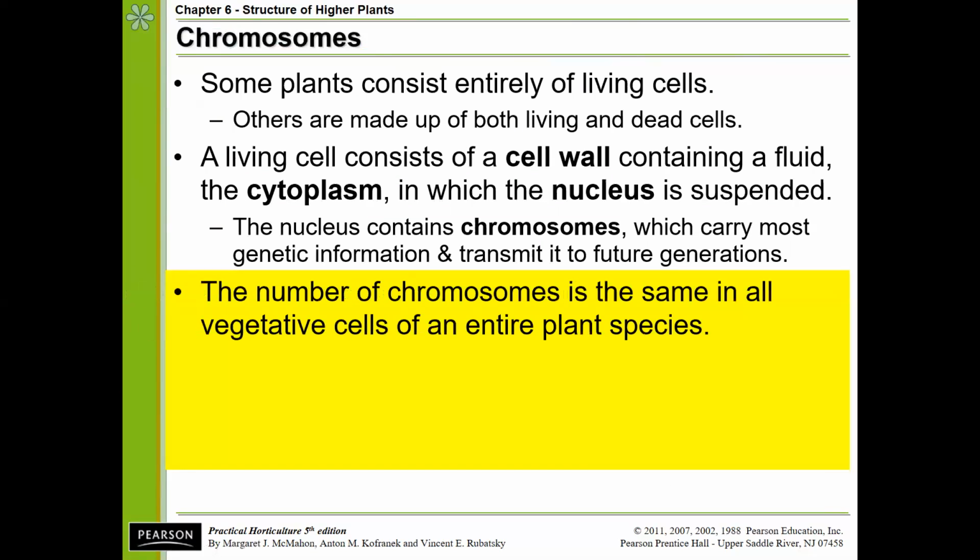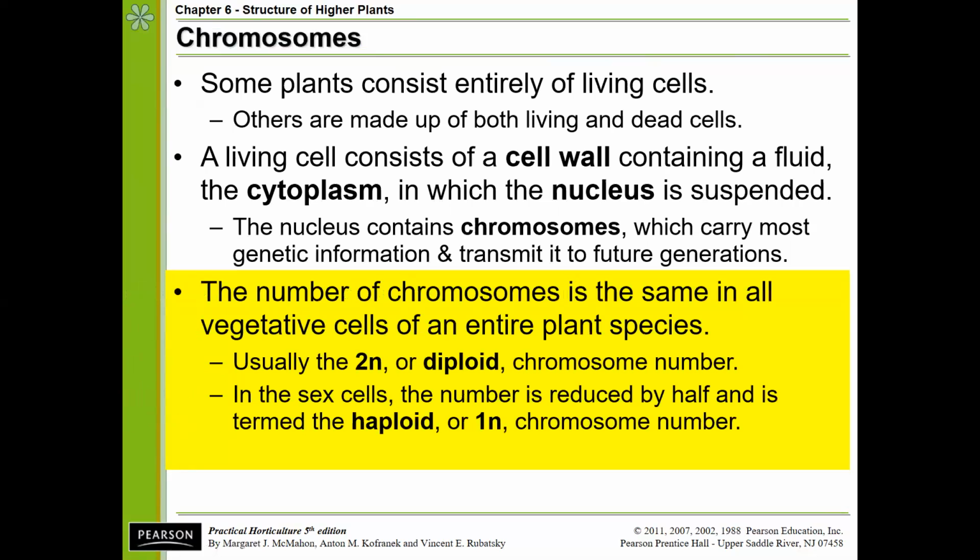A little bit about chromosomes. The number of chromosomes is the same in all the vegetative cells of an entire plant species. And we look at that as the 2N or diploid. Again, all of our vegetative cells in plants or all of our regular mitosis cells in humans are diploid. They've got complete sets of chromosomes. But in the sex cells, they are reduced in half, known as haploid or 1N.